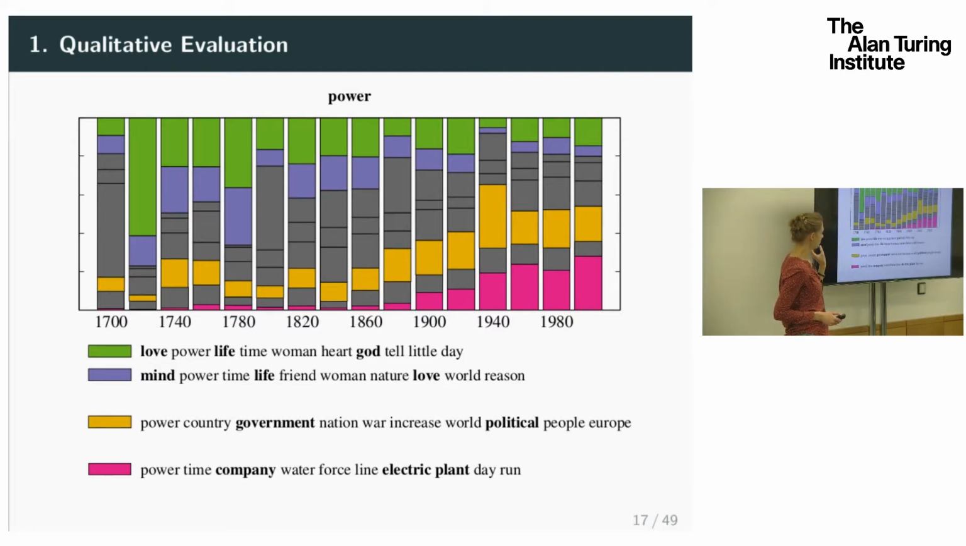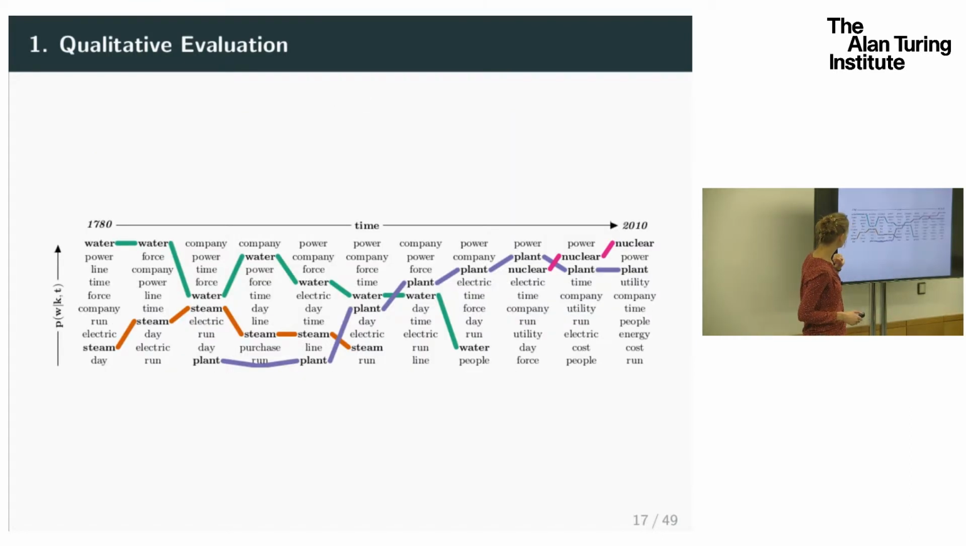We can not only look at how different senses change in prevalence, but we can also zoom into any of these senses and look at how connotations within that particular sense change over time. So I will now zoom into the electrical sense of the word power. Here you see words which are highly associated with that particular sense. The higher, the more highly associated, and time goes from left to right.